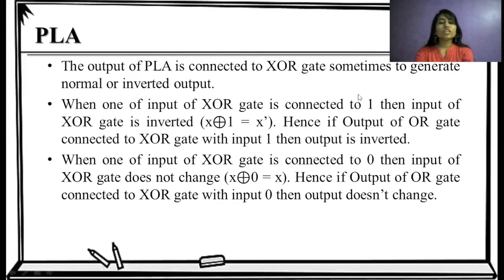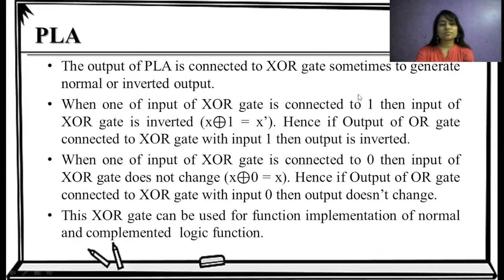When one of the inputs of the XOR gate is connected to 0, then the other input of the XOR gate does not change. Hence, if the output of the OR gate is connected to the XOR gate with input 0, then the output doesn't change. This XOR gate can be used for the implementation of normal and complemented logical functions.